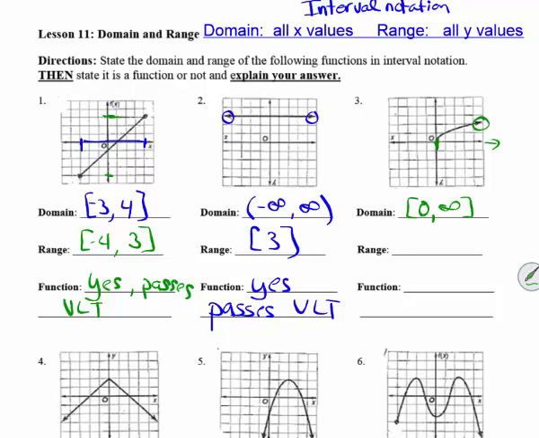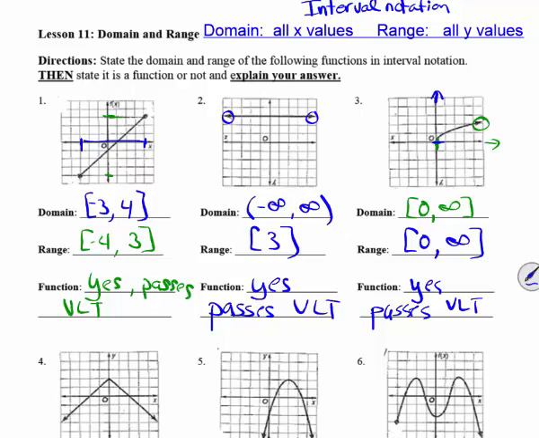All right, for my range, right, my range is going to be my y's. Well, again, here's my lowest y. And then my arrow is going to tell me, so I'm going again for this one, 0 to infinity. Is it a function? Yes. Passes the vertical line test.